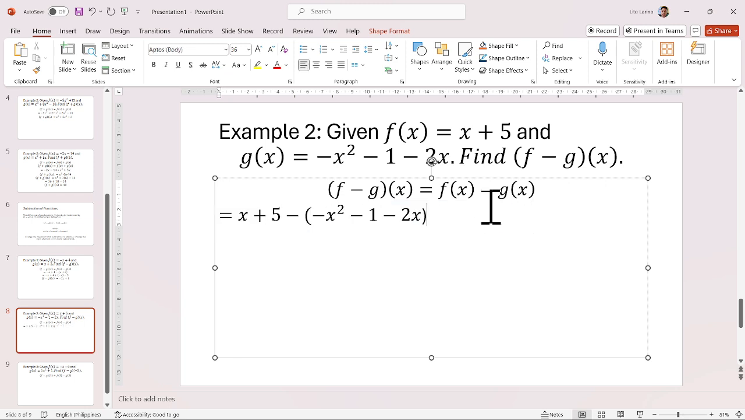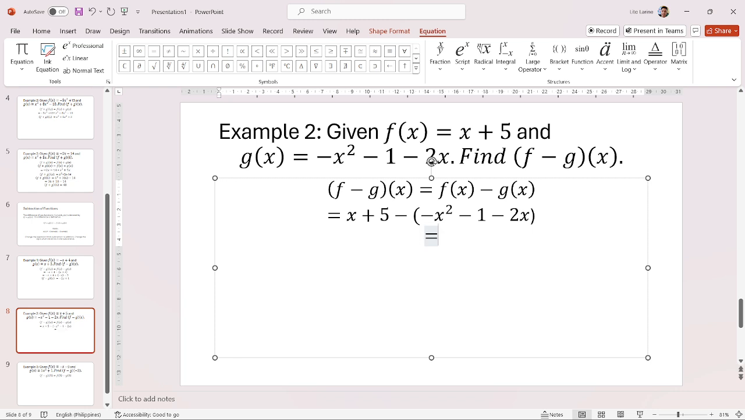Okay. Then, again, copying f of x minus, enclose in the parentheses the g of x. Okay, negative x squared minus 1 minus 2x, and simplify. Or, before we simplify, we will just do the keep, change, change. That is, keep the minuend, keep the subtrahend, change subtraction to addition, and change all the signs in the subtrahend.